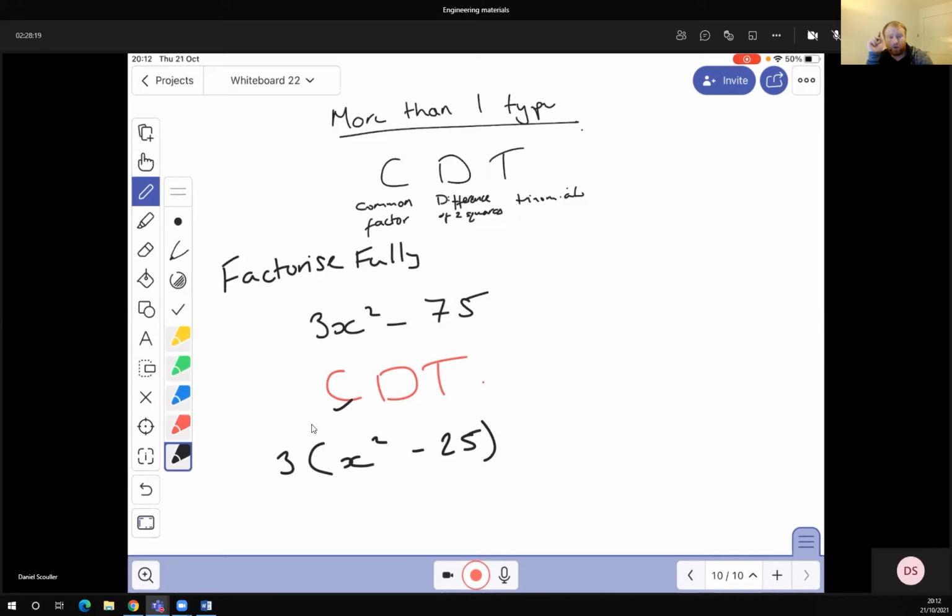Take the hint of that word fully. Okay, so that's not completely factorised. That word fully is a clue that there might be an extra step. The extra step, if you look in that bracket, you've now got a difference of two squares. So you've got a square term here. You've got a difference, because it's take away. And you've got a square term here. Okay, so at this point we're ignoring the 3. We know it's there, we keep it handy. We're just looking in that bracket, and can we factorise that any further? Yes, we can. It's a difference of two squares.